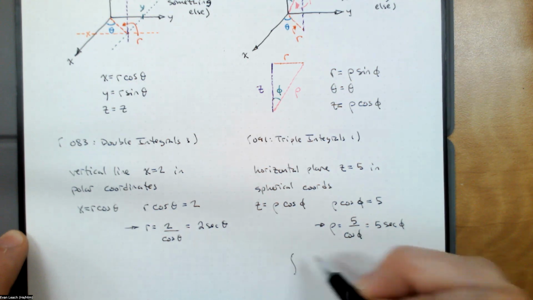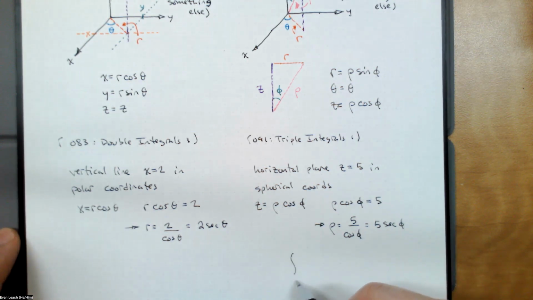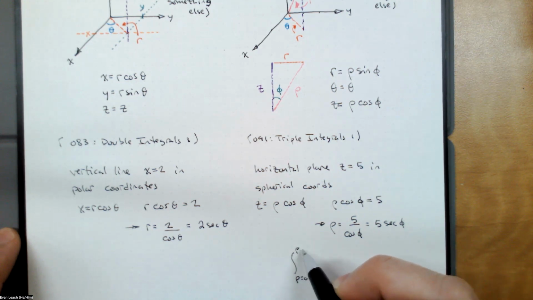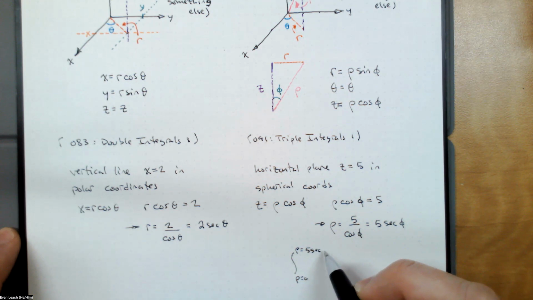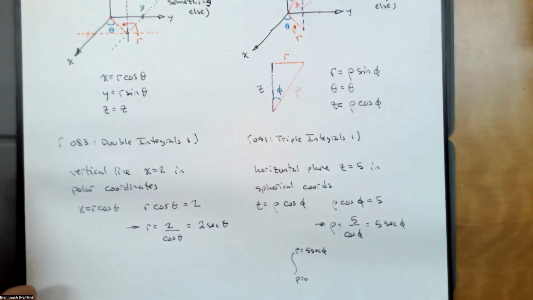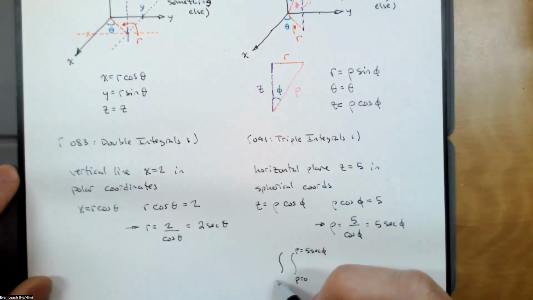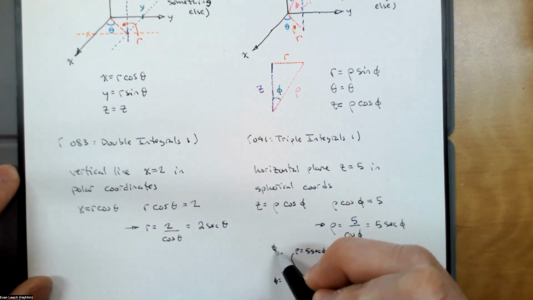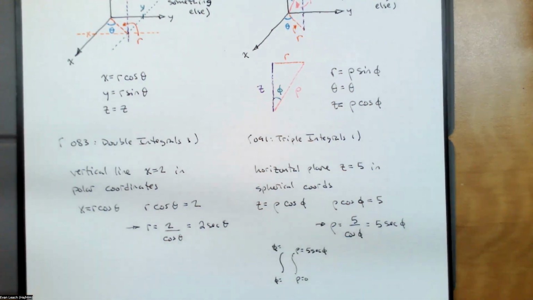So I'll set my d rho integral. Rho will start off at 0, and then rho will go up to 5 secant phi. That means my phi integral is going to have to come later. When phi equals 0, that's going to be the point on the z-axis. I know we don't have a z-axis in spherical coordinates, but phi equals 0 is going to be on the z-axis, and then we move away.